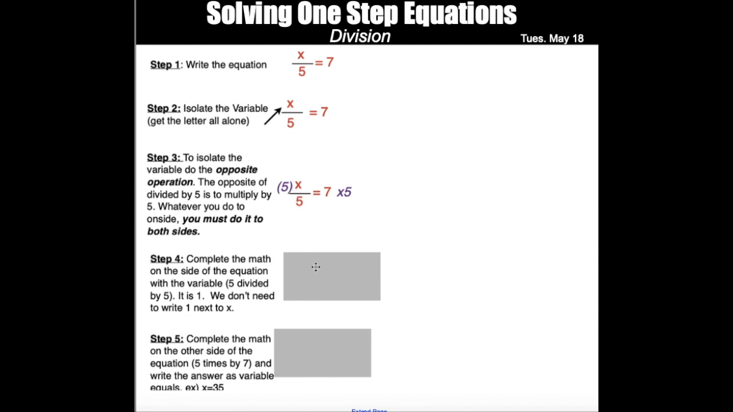Once I have done this, on the next line, I'm going to complete the math on one side of the equation with the variable. 5 divided by 5 is just 1. I don't need to write the 1 next to the x because anything times 1 is itself. So on the next line, I have x equals 7 times 5. And my last step is going to be to solve for x. 5 times 7, and write my answer as x equals, so x equals 35. I know this to be true because if I went back up here and replaced this x with 35, 35 divided by 5 is 7.